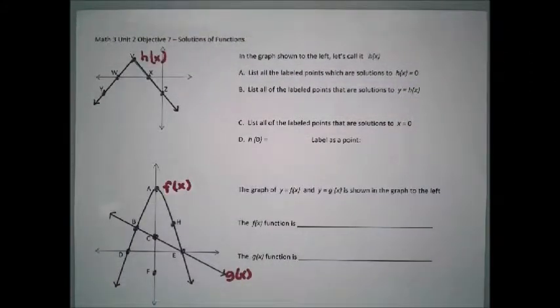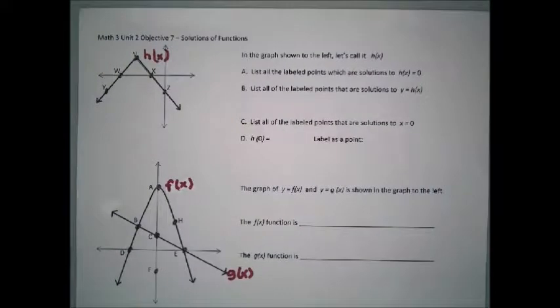Objective 7 is an analysis objective, with the exception of a few problems at the end of the worksheet. The entire worksheet is all about analyzing a function or comparing two functions against each other. So in this first example, we only have one function, and that's the h of x function. It looks like it's an absolute value function going down, but we really aren't concerned about what the equation is right now.